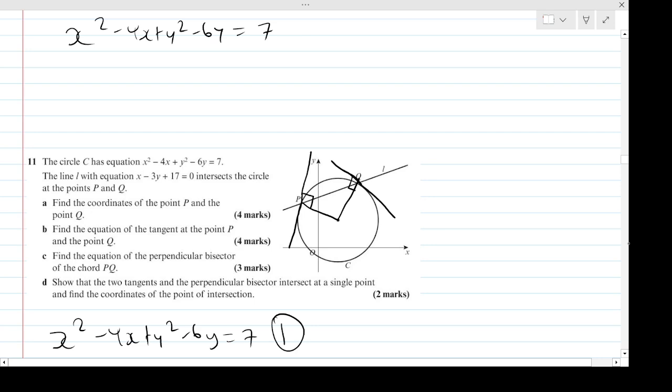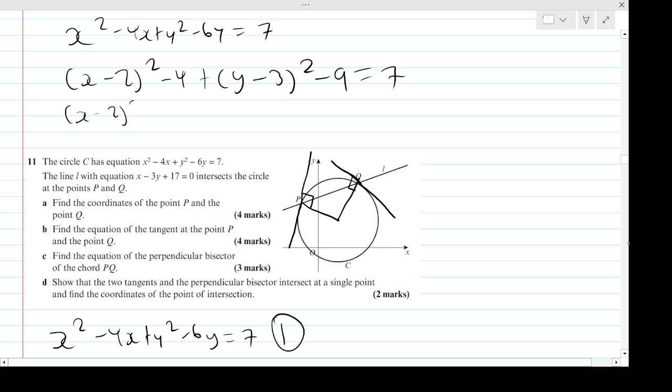So then I do x, and then half of minus 4 is minus 2, all squared, take away 2 squared is minus 4. Then y, and then half of minus 6 is minus 3, all squared, and take away 3 squared is minus 9, and that's equal to 7. Then I do x minus 2 all squared, plus y minus 3 all squared, and then if I add the numbers minus 4 and minus 9 that is minus 13. Then I'm going to need to move that to get 7, add 13 to get 20.